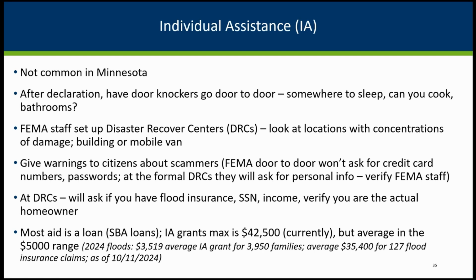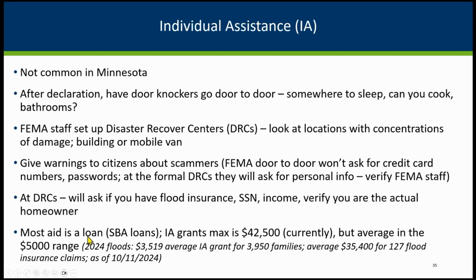Part of what they will remind communities and citizens of is about scammers. Those FEMA folks who are going door to door are not asking for credit cards, passwords, or social security numbers. But if you're at the actual disaster recovery center applying for aid, then they will ask if you have flood insurance. They'll ask for your income information, social security numbers, and verify that you're the actual homeowner, not someone trying to scam the system by asking for aid for a building that's not theirs.